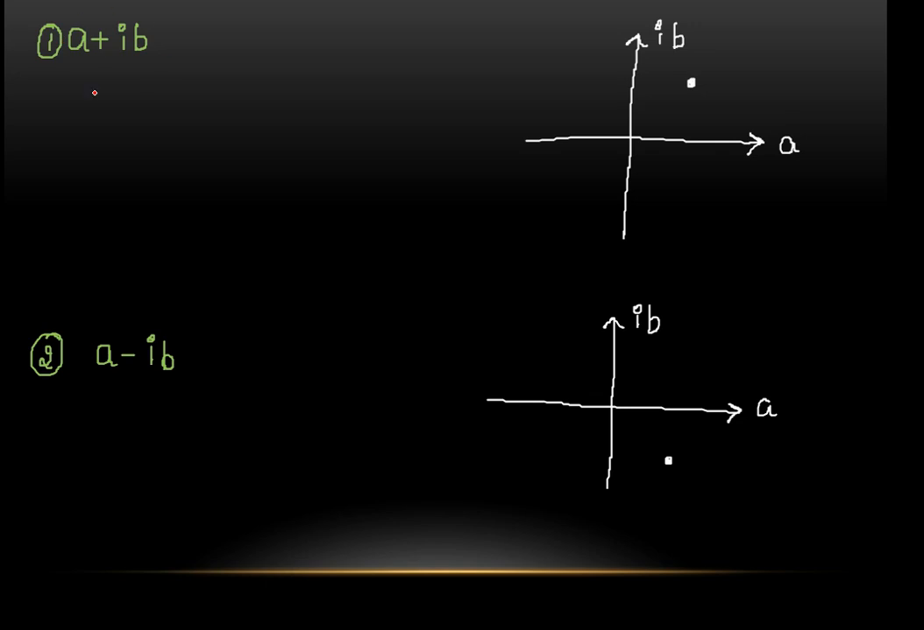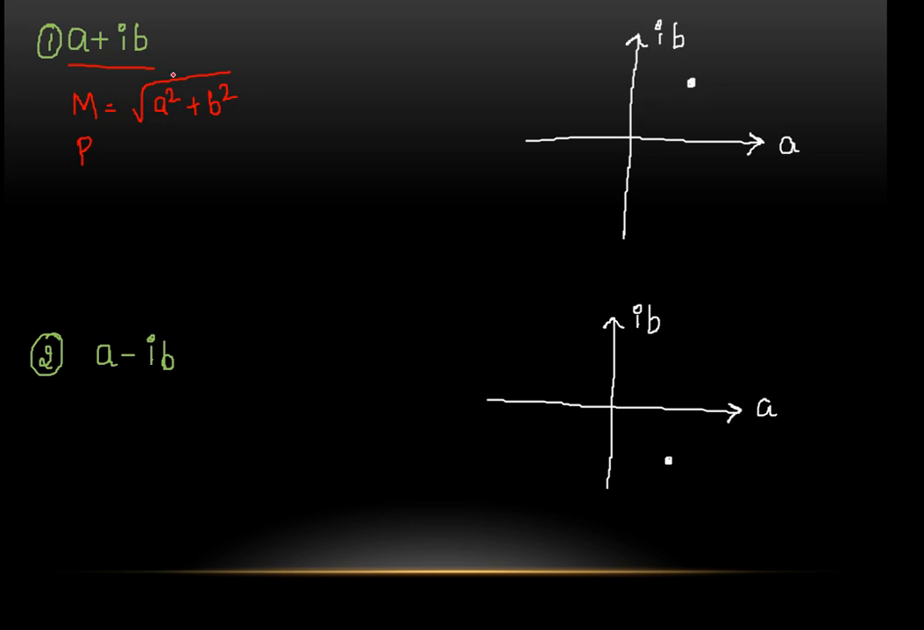So if you have the complex number a plus ib, in order to draw the polar plot we have to know the magnitude of the complex function and the phase of the complex function. If you represent the complex function in magnitude and phase form, then it is called the polar form of the given complex function. The magnitude of a plus ib is the square root of the real part squared, that is a square, and the imaginary part squared, that is b square.